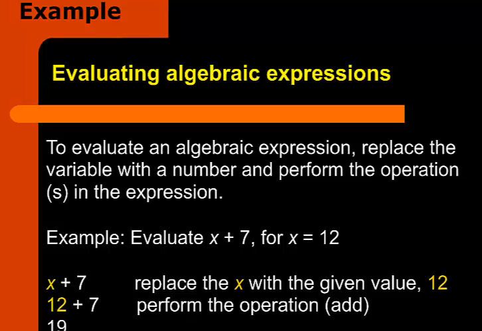Now when we want to evaluate these expressions, that means we're going to replace the variable with a number. For example, evaluate x plus 7 for x equals 12. Well, the first thing we need to do is replace the x with a 12. And then we have 12 plus 7, which equals 19. If we said that the variable x equals 5, we would do the same thing. X plus 7, but then instead of x, we would put a 5 in. So 5 plus 7 is 12. That's what evaluate means.